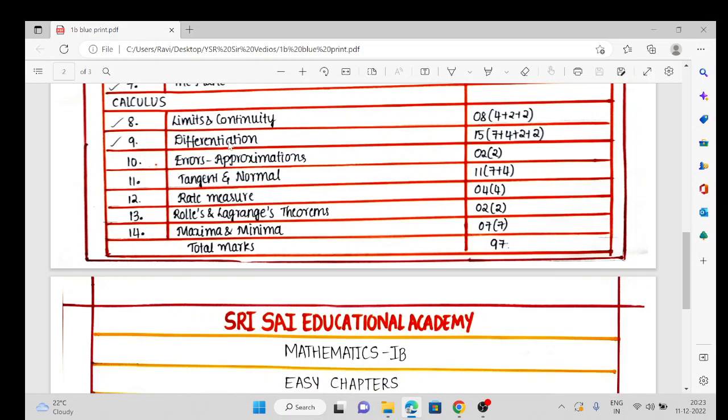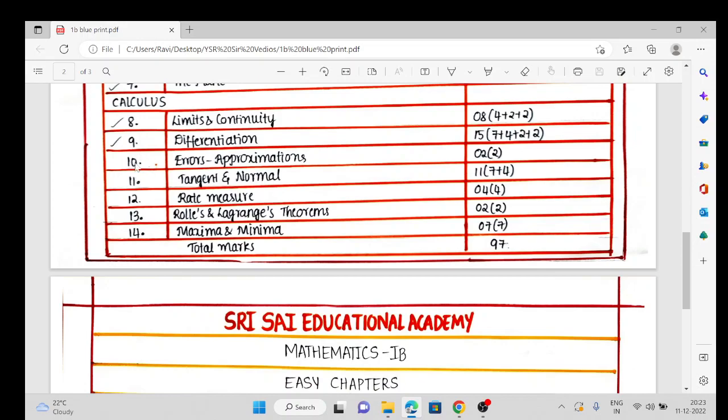నెక్స్ట్ టాపిక్ ఈజ్ డిఫరెన్షియేషన్. ఈ డిఫరెన్షియేషన్ చూస్తే weightage is 15 marks. So you have very good weightage for differentiation: 1 LAQ, 1 SAQ, 2 VSAQs. So this is differentiation, 15 marks.